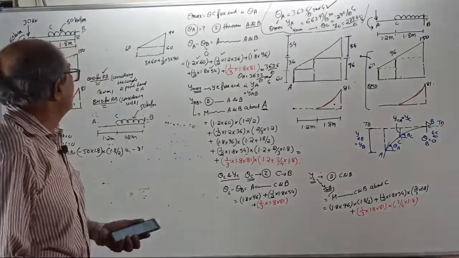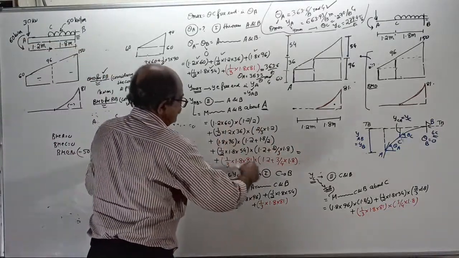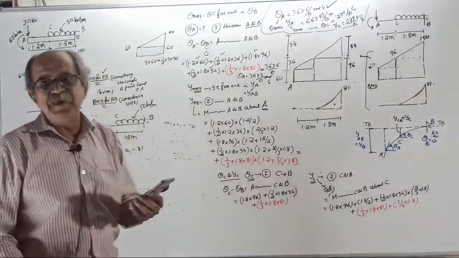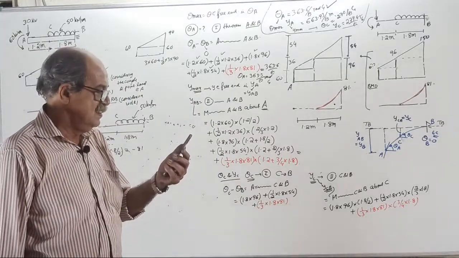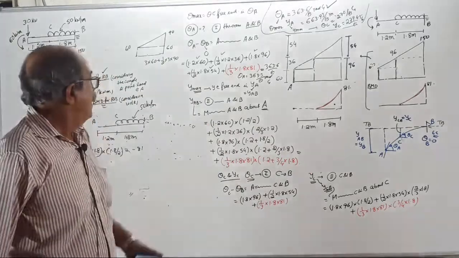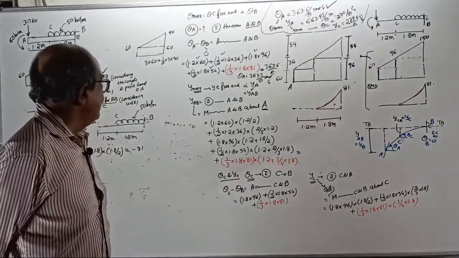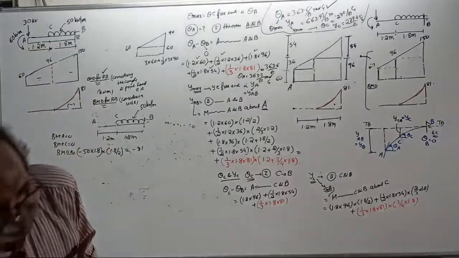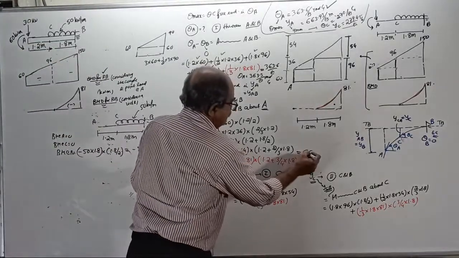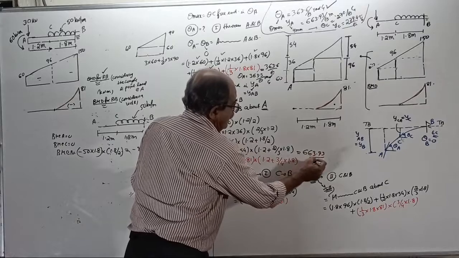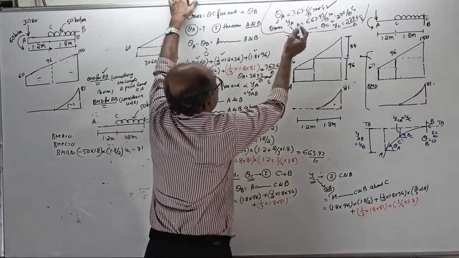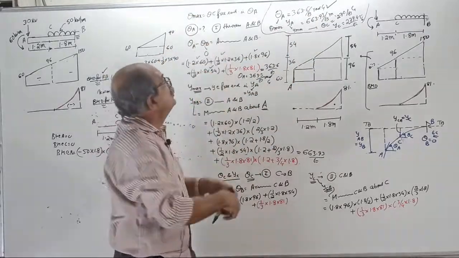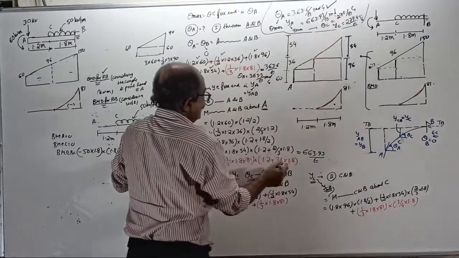Then conjugate the method. Once this is over, that is deflection at A. 663.93. 663.93 by EI. Therefore, deflection at A equals Y max equals 663.93 by EI meter downward. Okay, that is also over, correctly tallying.